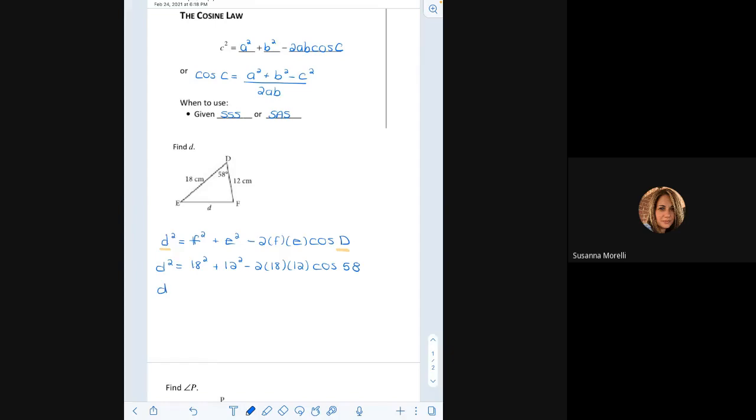And you'll end up with D squared is 239.07. Now we're almost at our answer, but not quite there. That is D squared. What we need is actually D. So to get D, you're going to take the square root of 239.07. And when you do, you'll find that D is equal to 15.5. I think it's centimeters.